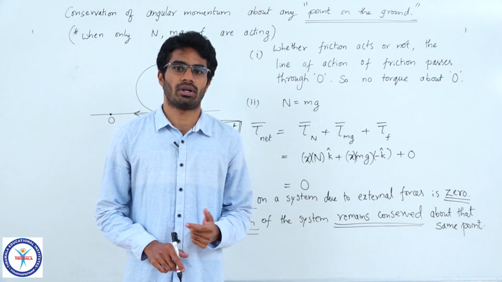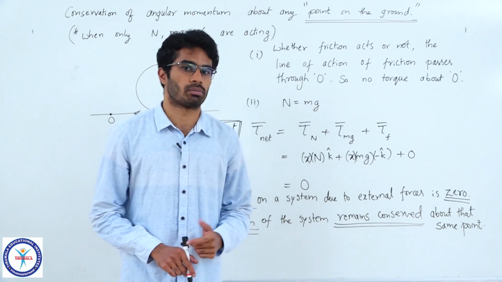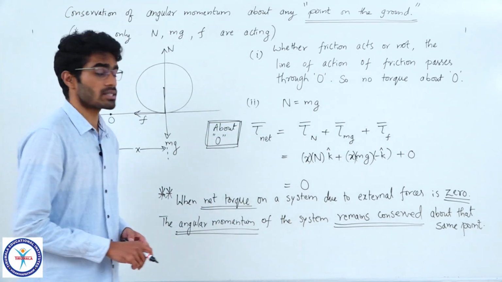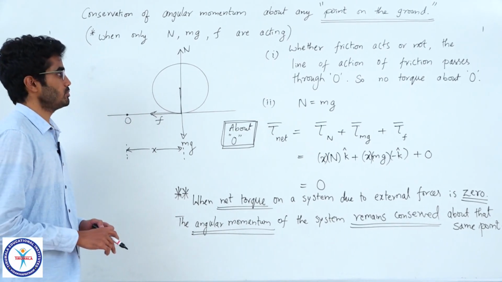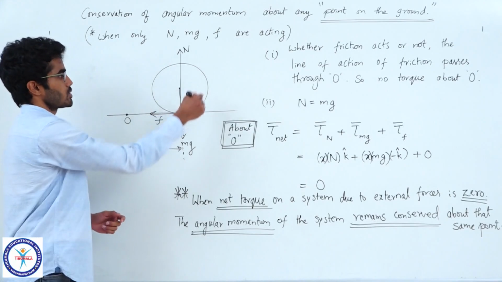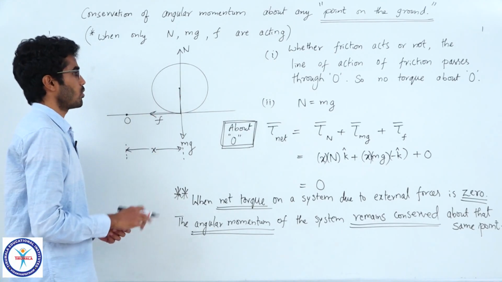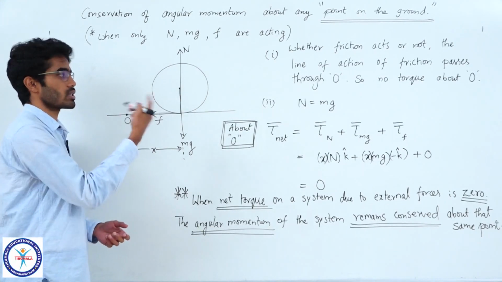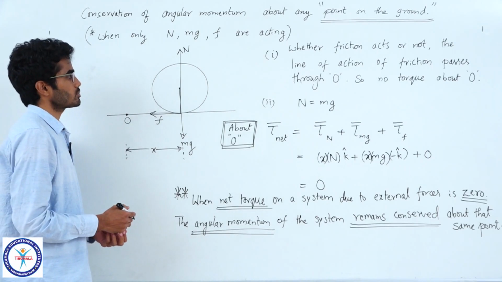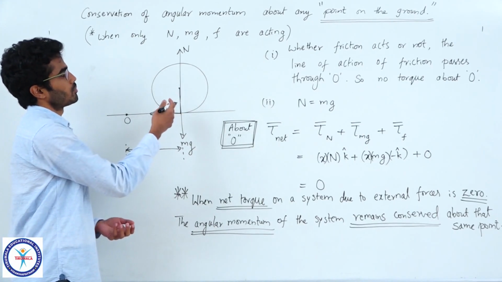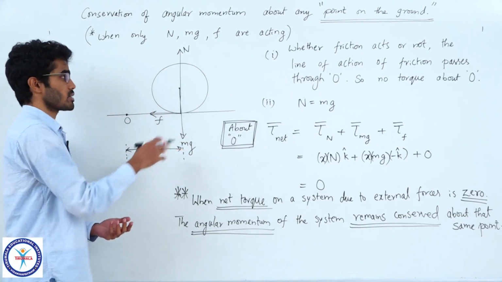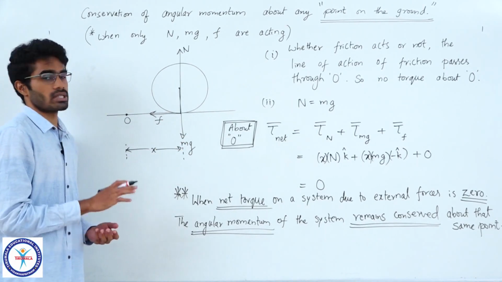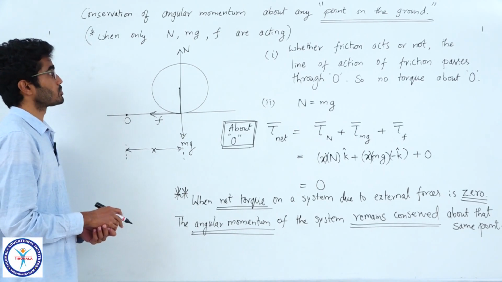So, let us discuss one important point which is very helpful in solving problems, that is the conservation of angular momentum in the case of a rolling object. Here there is a solid sphere, let us say, or it can be any spherical object which is able to roll. It may be purely rolling or it may be sliding also in this case. Let us discuss a general situation.